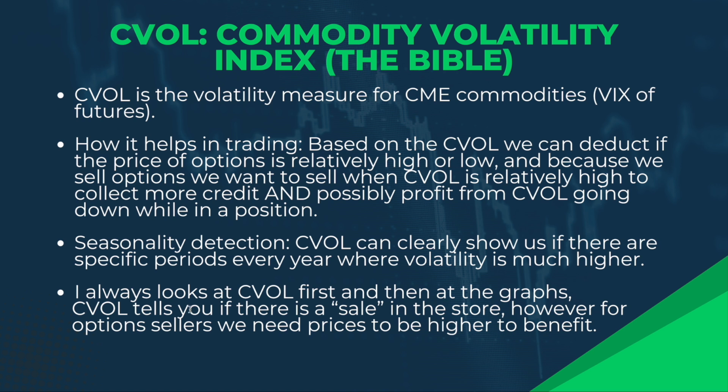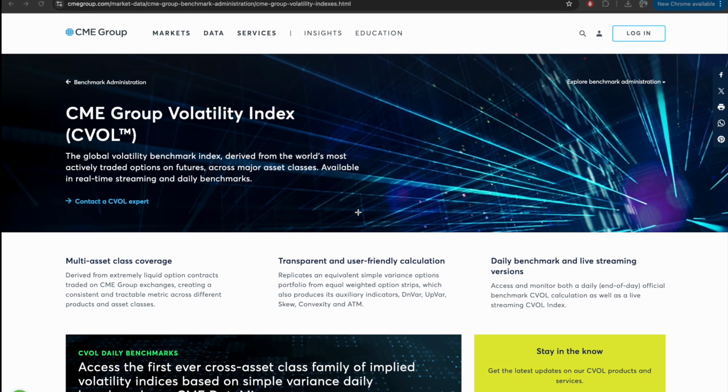So CVOL basically tells you if there's a sale in the store. But for us, I guess for option sellers, we need the prices to be higher to benefit. So it's kind of the other way around. But I get the idea. CVOL just tells you, hey, there might be an opportunity here. So let's take a look, and let's actually look at what the CVOL looks like.